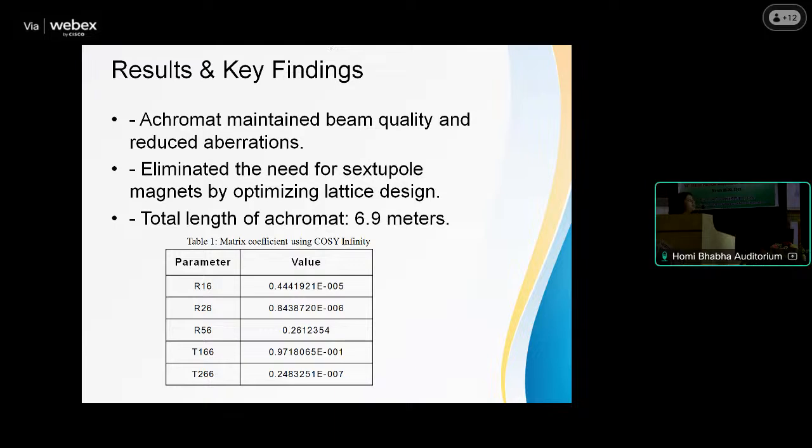Our key results and findings were that achromaticity was maintained and beam quality was enhanced, reducing aberrations. We eliminated the need for sextupoles, and the total length of our achromat was 6.9 meters. And these are the values of matrix coefficients that were achieved.